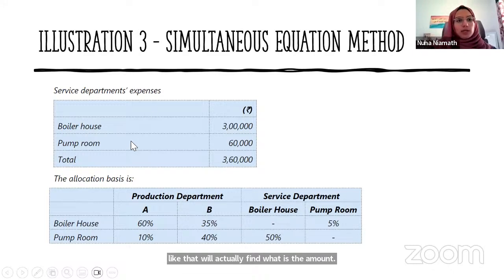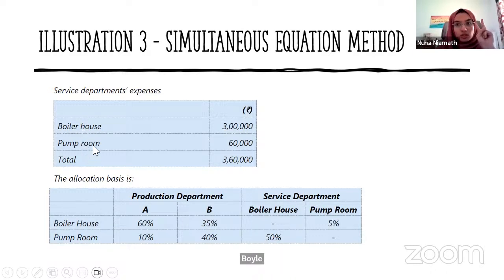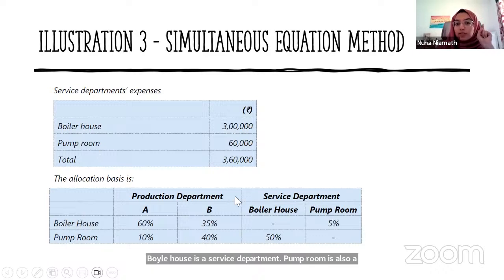So these are our service departments. Boiler house is coming to 3 lakhs and pump room is coming to 60,000. The allocation basis is production department, boiler house is 60%, B is 35%. And you need to notice here, boiler house is a service department. Pump room is also a service department. But boiler house expenses are allocated to another service department as well. Then when you look at pump room, it is also a service department. Boiler house is also a service department. Pump room service expenses, sorry about that, has been allocated to another service department.